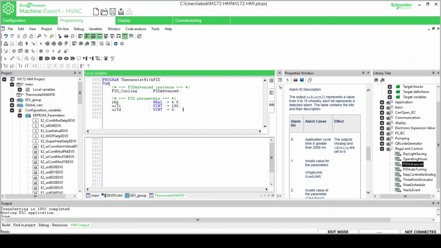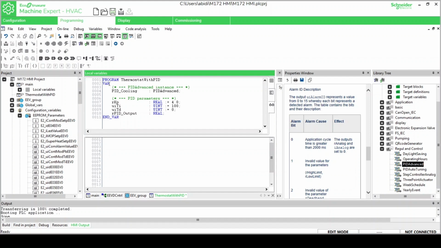uiTD equals 0. This is the derivative time, also expressed in tenths of a second. Derivative control predicts the future trend of the error and improves system stability. In this example, it is disabled by setting it to 0. Next, we have the PID output variable. PID_output: REAL. This variable stores the analog output of the PID controller, which ranges from 0 to 100%.